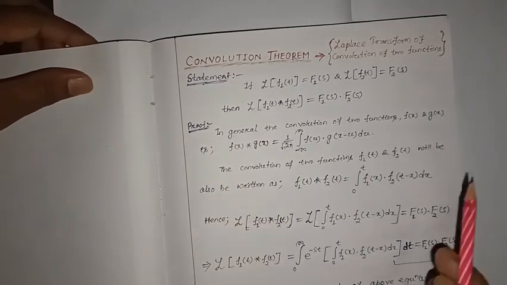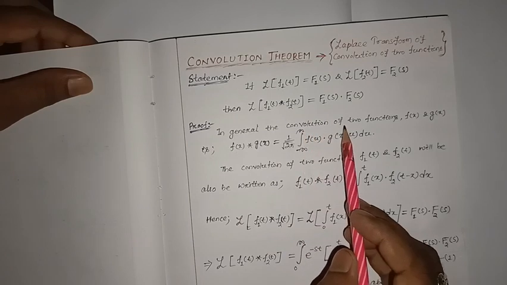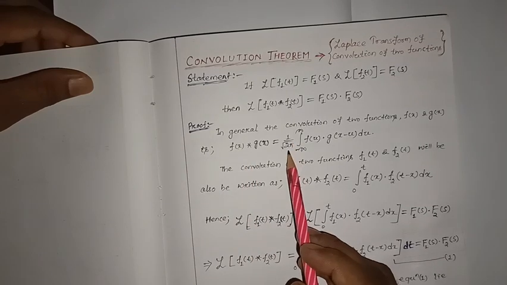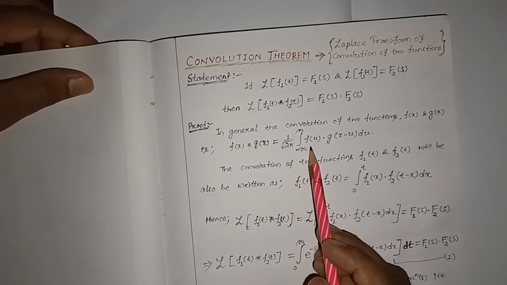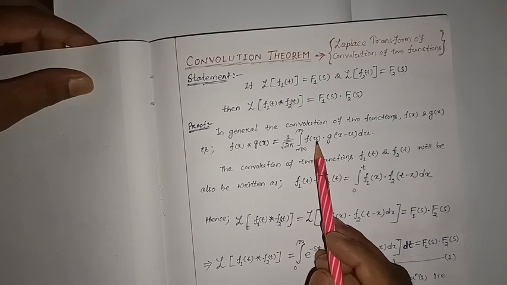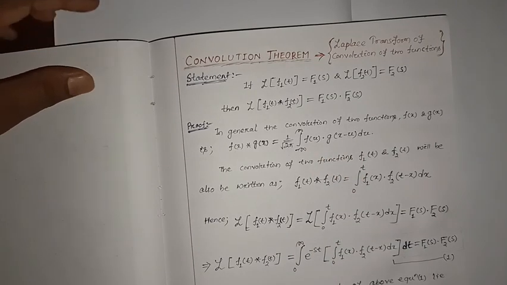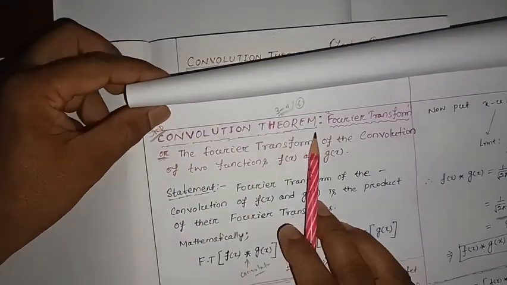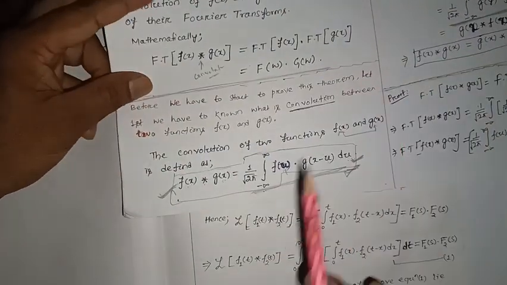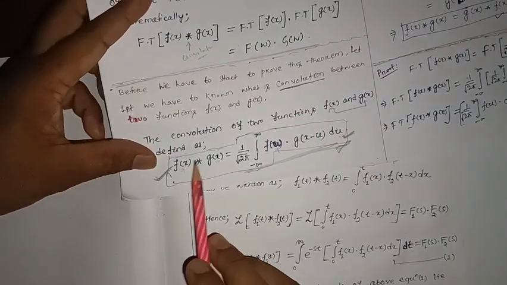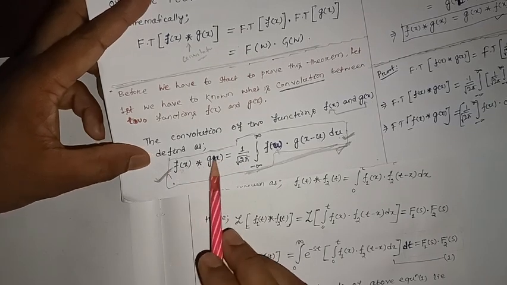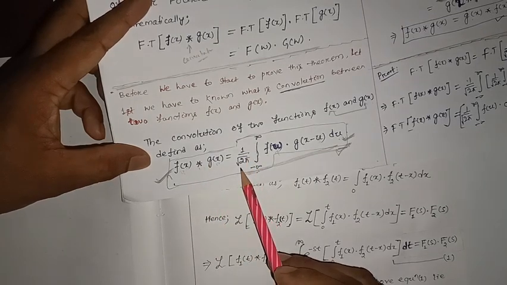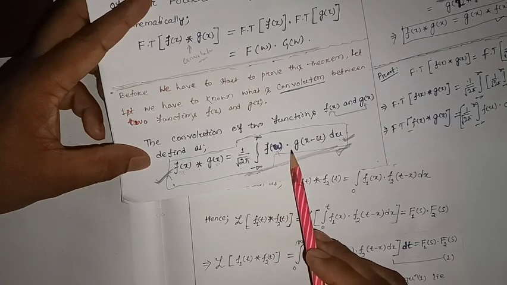So here the proof starts. In general, the convolution of two functions f(x) and g(x) is nothing but 1 by root over 2 pi, integral from minus infinity to plus infinity of f(u), the other variable, times g(x minus u) du. You may remember we discussed this when we covered the convolution theorem of Fourier transform. Convolution here means the two functions are coupled with each other, equal to 1 by root over 2 pi, integral from minus infinity to plus infinity of f(u) g(x minus u) du.